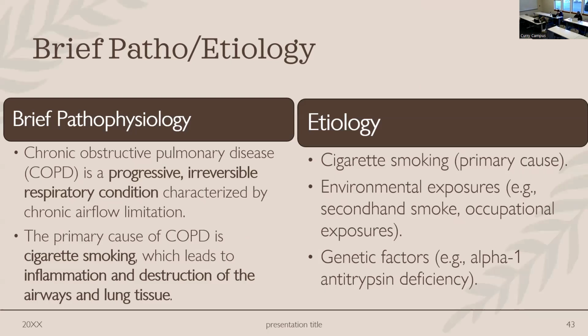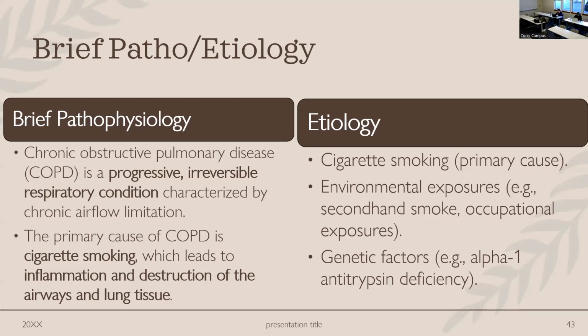So a little bit of pathophysiology. It's a progressive irreversible condition affecting airflow due to inflammation and tissue destruction. For example, inflammation in COPD leads to narrowing of the airways and damaged alveoli, so exchanging oxygen and carbon dioxide is going to be a challenge. The primary cause for COPD is cigarette smoking, which leads to the inflammation and destruction.